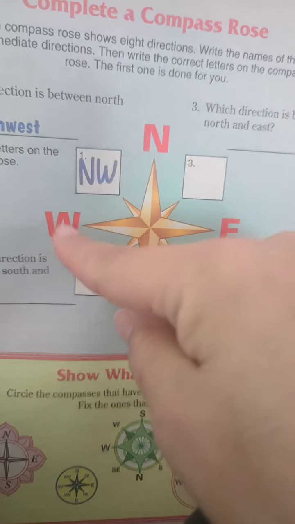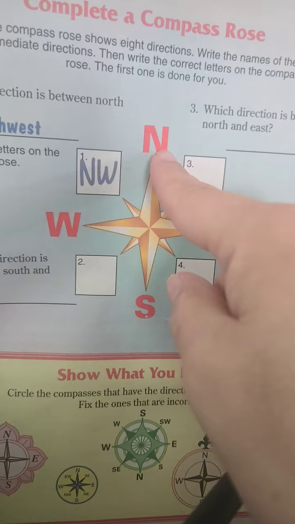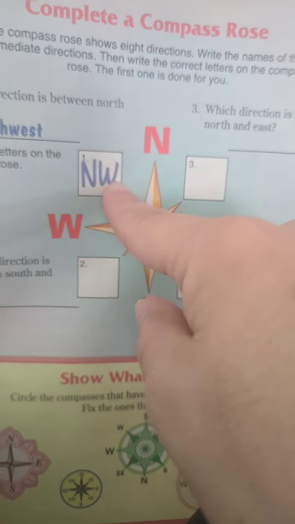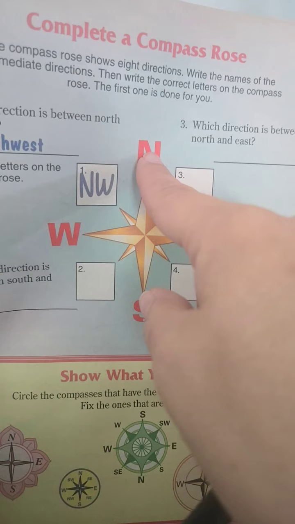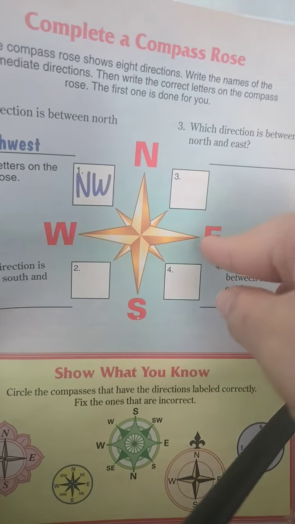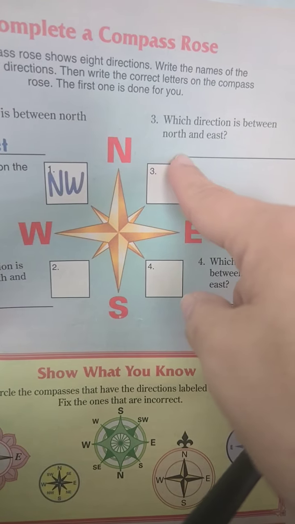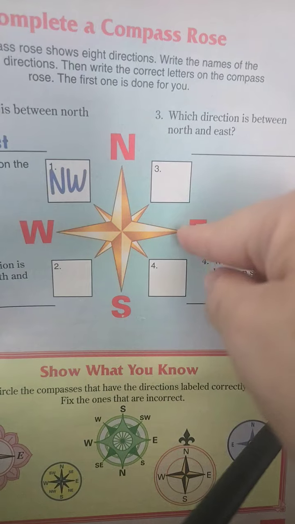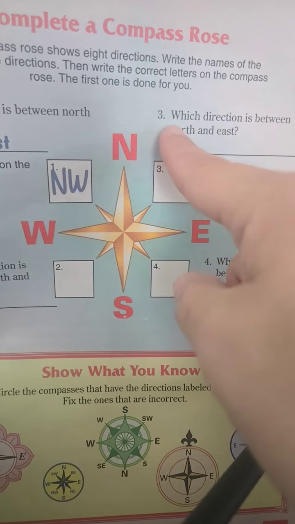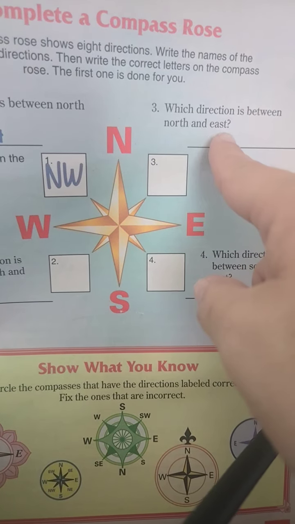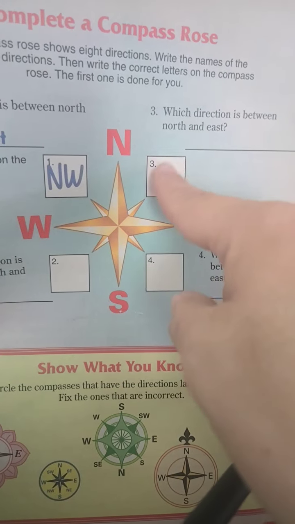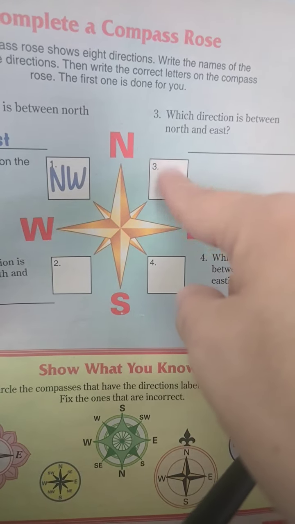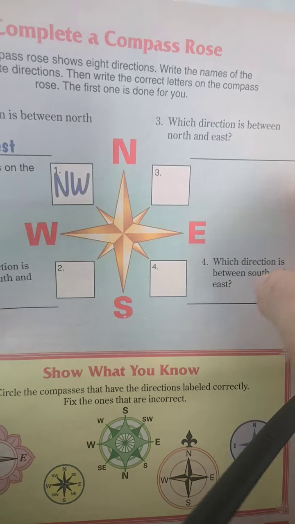In between the N and the W, which is west and north, we have NW for northwest. In between the N and the E, this will be the northeast. So which direction is between north and east? You combine it together, northeast. That's what's gonna go here, N-E, northeast.